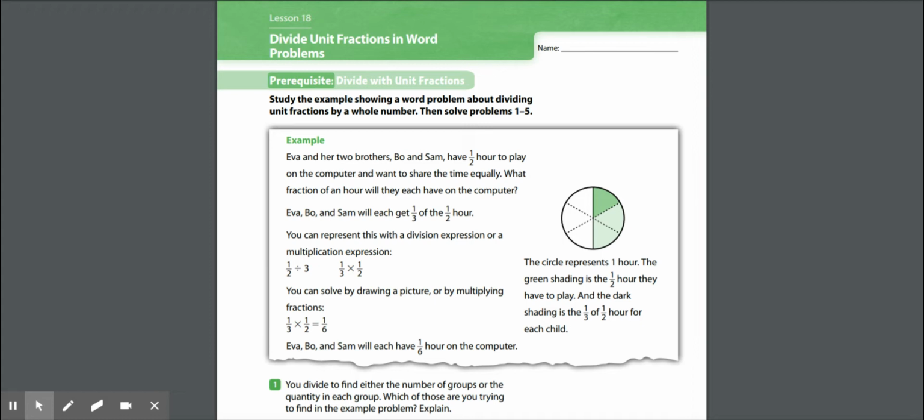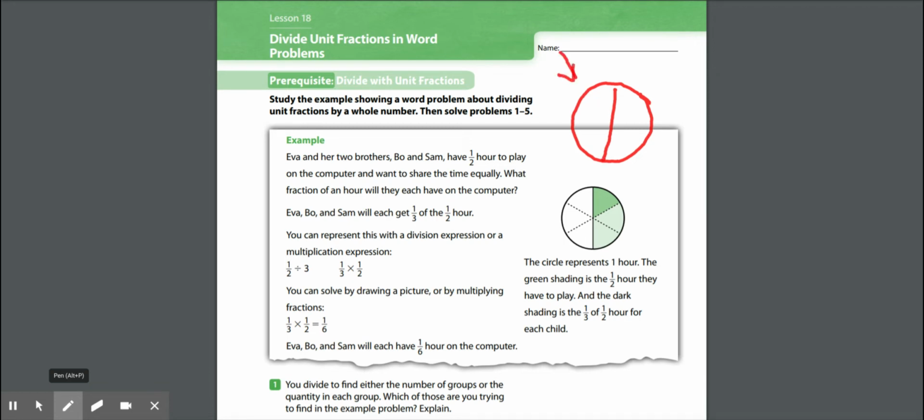So let's start with the example. Eva and her two brothers, Bo and Sam, have 1/2 hour to play on the computer and want to share the time equally. So it looks like there are 3 people sharing that half hour. I like to draw my own because I don't always love their shading. So they're sharing a half hour.